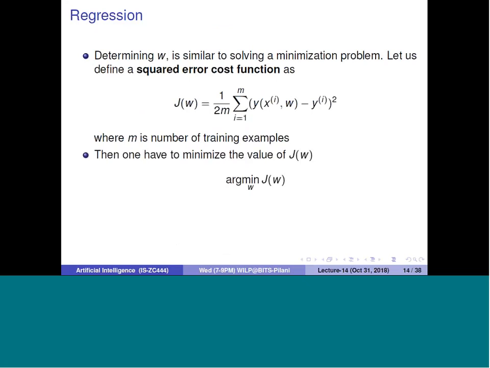All right. So our task is to find the W, argmin over Wj, which means find those W's which can minimize this particular function. This is what our task is. So how can we find this?